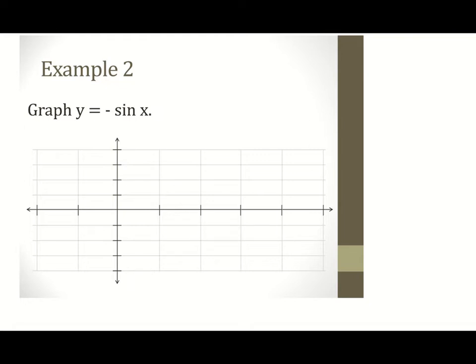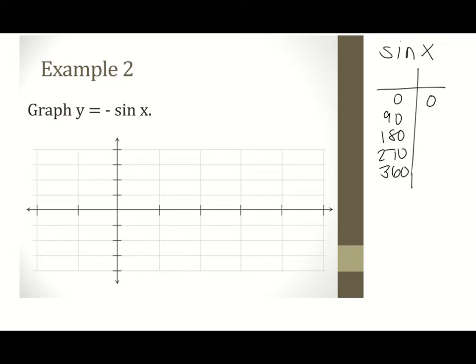All right, example number 2, graph y equals negative sine of x. So our amplitude is essentially -1 is what we're multiplying by. So if we look at sine of x, I'm going 0, 90, 180, 270, 360. And as we get good, we may not have to create this chart anymore, but it's always good to start just to make sure that we know where these values are. So sine starts at 0, and then it alternates 0, 1, 0, -1, going back to 0.